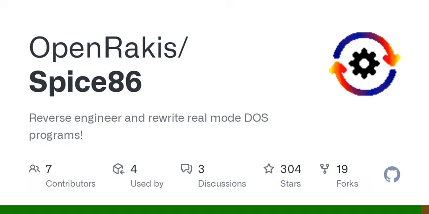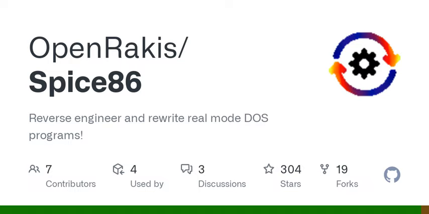I'm your host, and today we're diving into an intriguing tool for anyone interested in software preservation and reverse engineering, Spice86, a powerful PC emulator designed for real-mode DOS programs. Now, this isn't just your traditional emulator. It's a bridge for developers and enthusiasts to rewrite and understand legacy software when source code is a distant memory. Sounds fascinating, right? Let's break it all down.